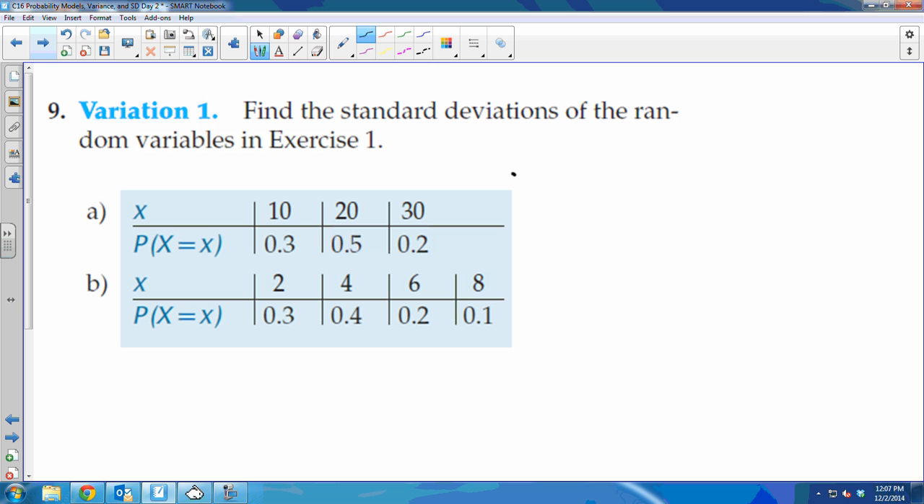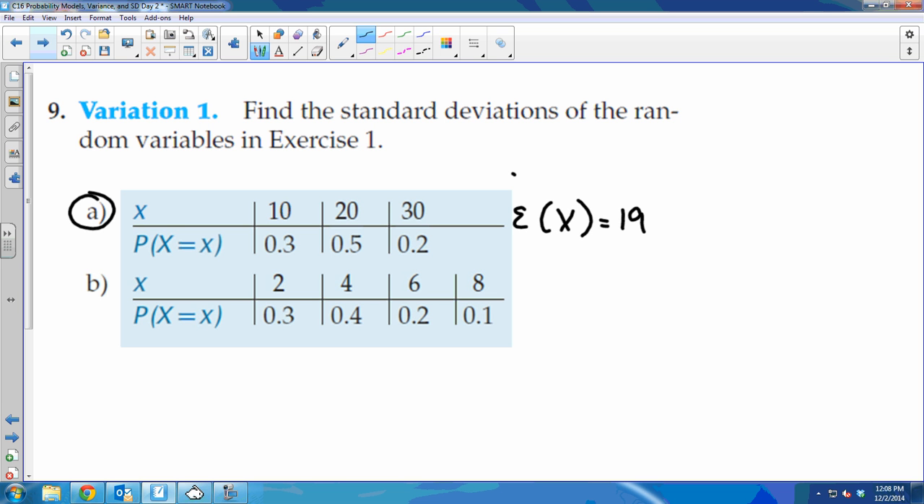So it says find the standard deviations of the random variables in exercise 1. Well, this is the table from exercise 1. I'm just going to do A. We did exercise 1 yesterday in class. I think we just did A or just did B or something. So we need to know the expected value in order to do this, and the expected value was 19.